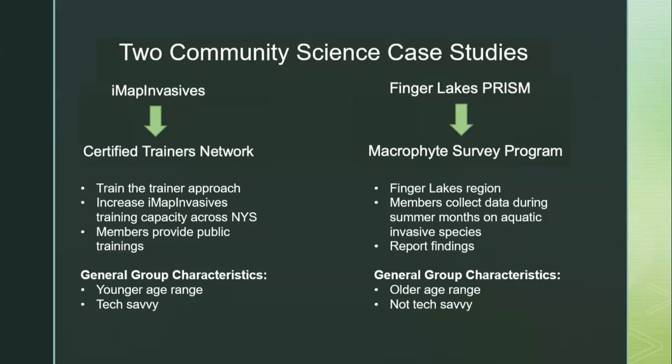Compared to our Finger Lakes PRISM program, which was the Macrophyte Survey Program, which is specific to the Finger Lakes region. Members in this program collect data during the summer months on aquatic invasive species, and they report findings directly to the Finger Lakes PRISM staff, and this data does ultimately end up in iMapInvasives. Generally, this group at the time was an older age range, and they weren't as tech savvy as the folks in the Certified Trainers Network. Next slide.